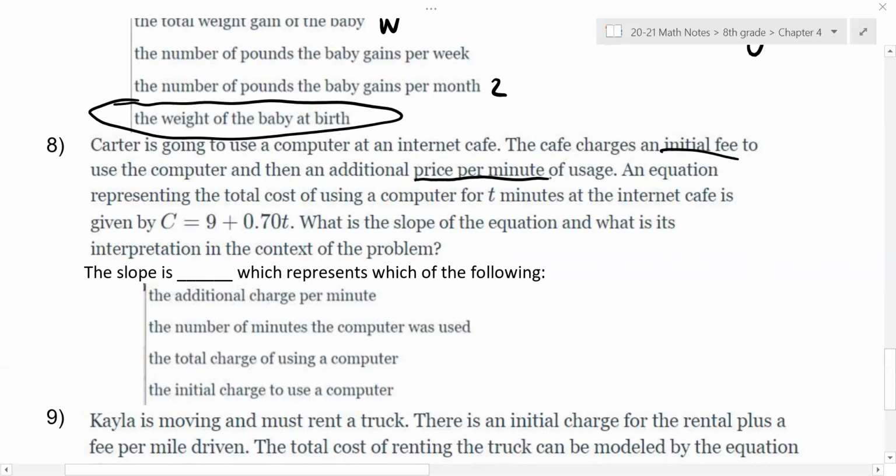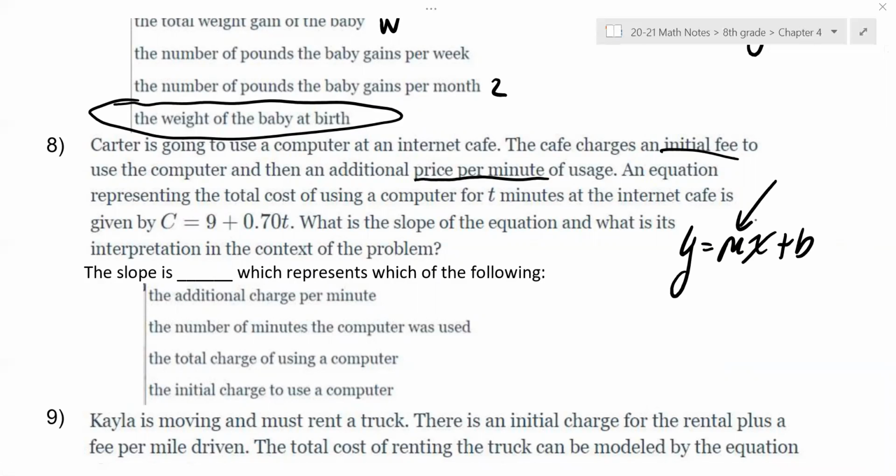An equation representing the total cost of using a computer for t minutes at the internet cafe is given by C equals 9 plus 0.70t, so that's the 70 cents. What is the slope of the equation, and what is its interpretation in the context of the question? So remember, y equals mx plus b. So we're looking for the slope, and the slope is m. So we know that the slope is 0.70 or 7/10. What does it represent?